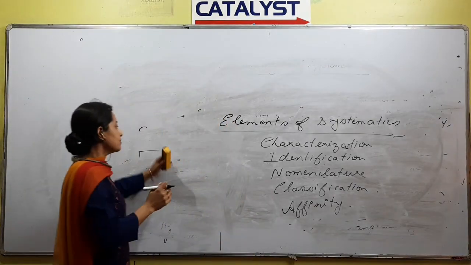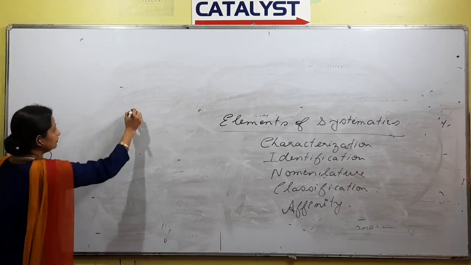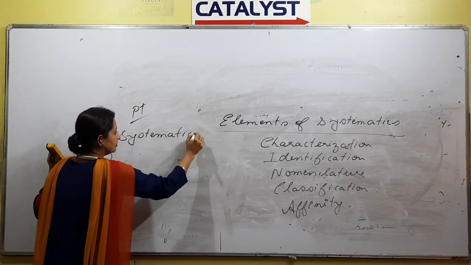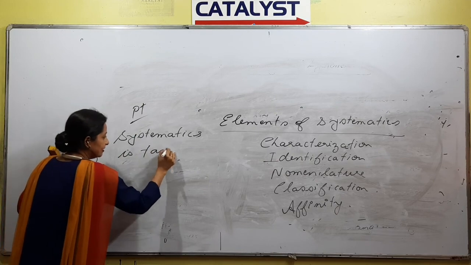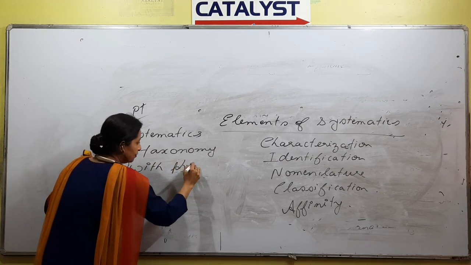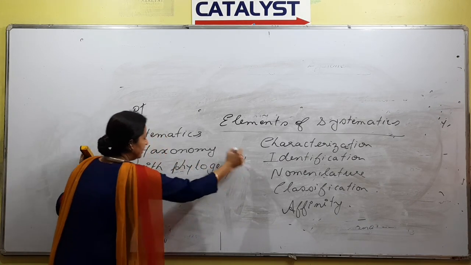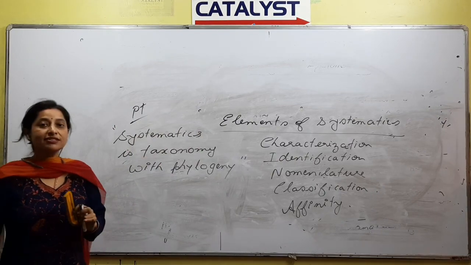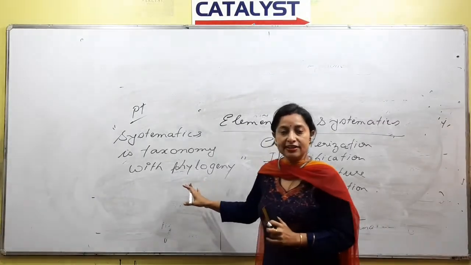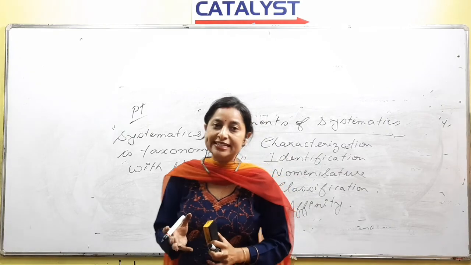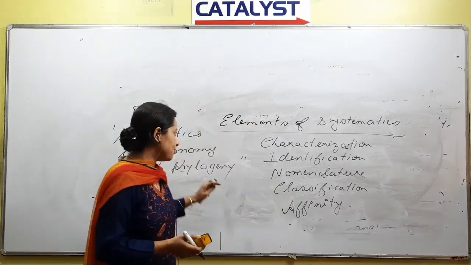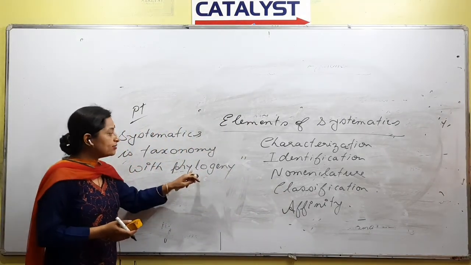So as a result, what can we say? Systematics is taxonomy with phylogeny. Try to understand this statement. What is systematics? Systematics is nothing but taxonomy together with phylogeny. If phylogeny is considered, then we call that study systematics, and if phylogeny is not considered, then we call that study taxonomy. Is the point understood? Okay, now since we are talking about phylogeny, phylogeny is evolution.